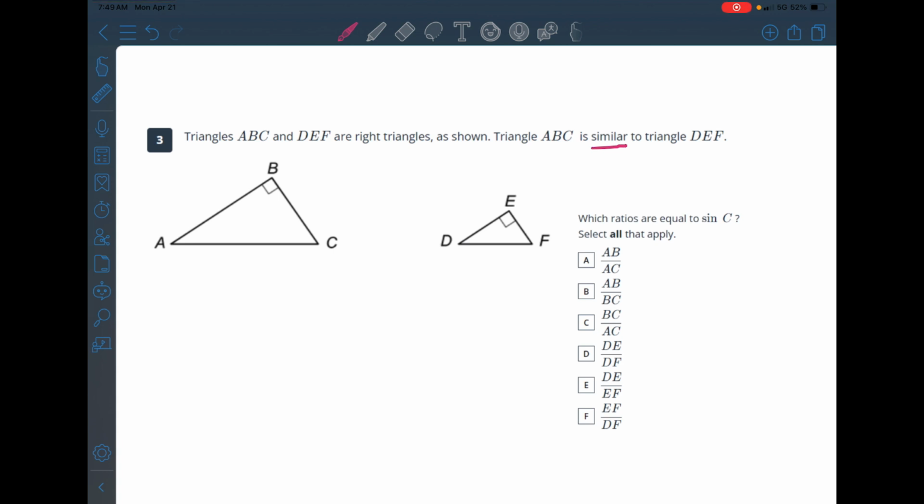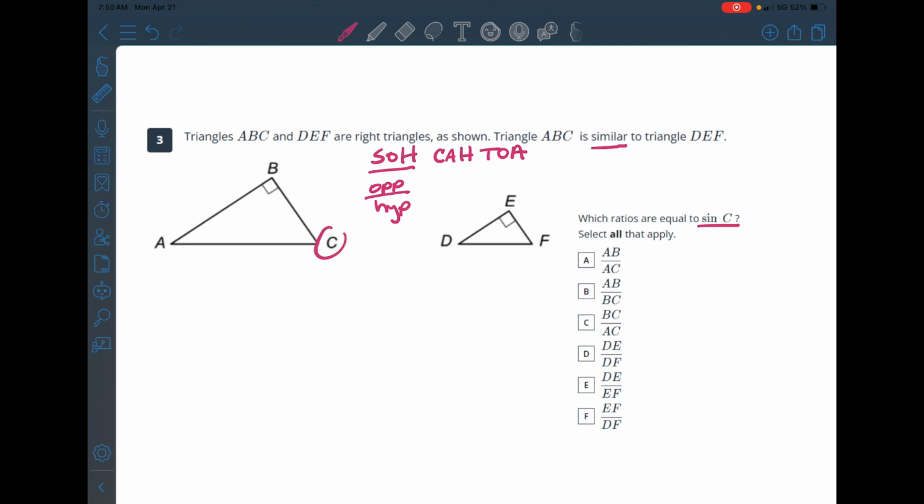So which ratios are equal to sine of C? Select all that apply, so meaning probably more than one. If we do this, we know that sine is opposite over hypotenuse. So let's look. We don't have any side numbers, so what we're going to do is name these sides.